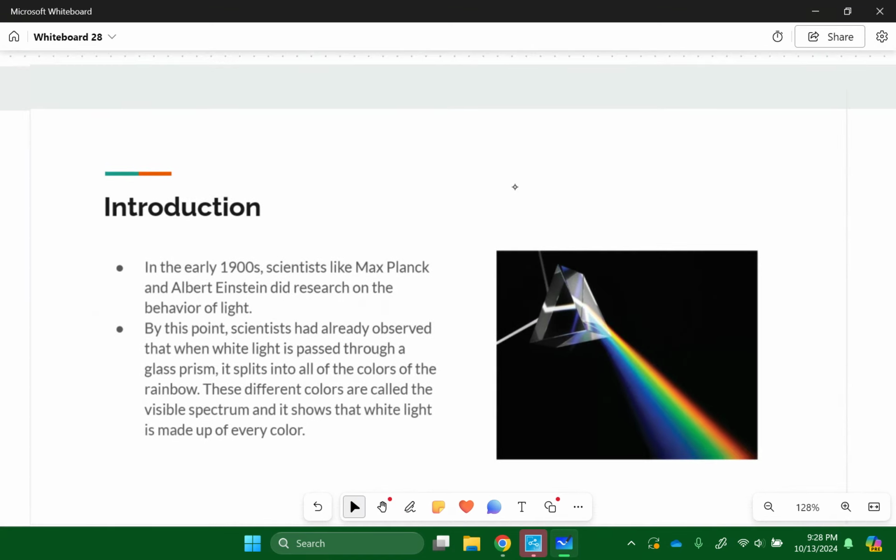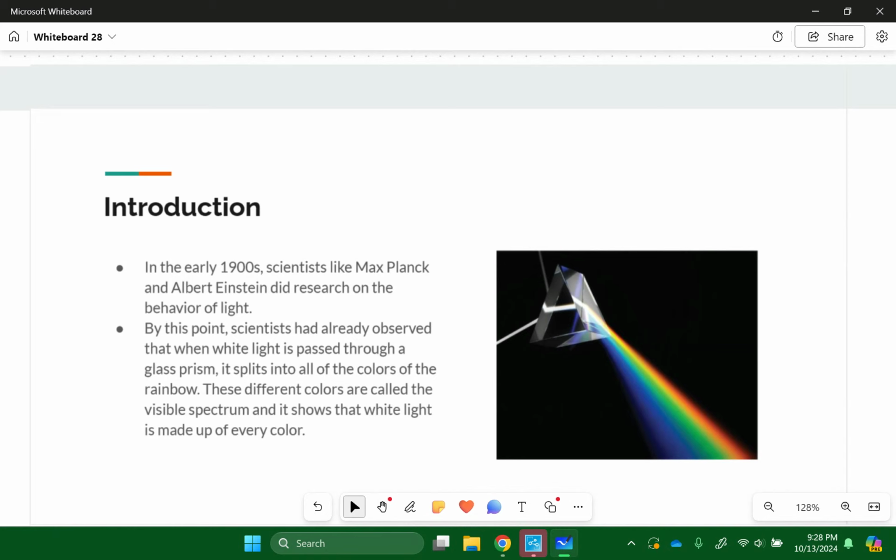So let's give a little bit of backstory. Right now in history, we're right after the nuclear model has been developed. That's the one that you are all familiar with: the nucleus, protons and neutrons, with electrons revolving around it. In the early 1900s, scientists like Max Planck and Albert Einstein did research on the behavior of light.